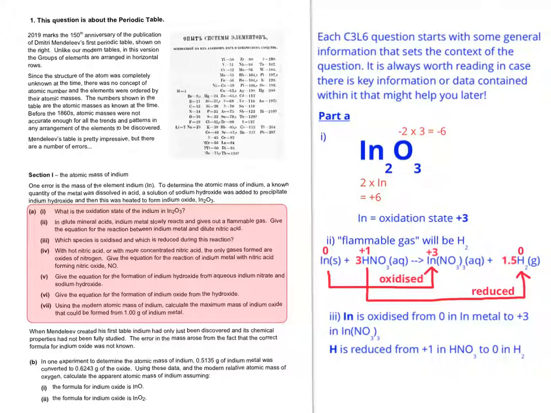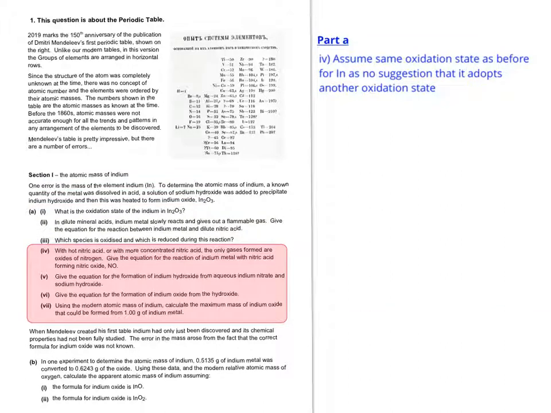So if we now concentrate our minds on part 4, where it says, with hot nitric acid or with more concentrated nitric acid, the only gases formed are oxides of nitrogen, and they want the equation for the reaction of indium metal with nitric acid forming nitric oxide. So with this one, you can assume that you have the same oxidation state as before for indium, as there's no suggestion that it adopts another oxidation state.